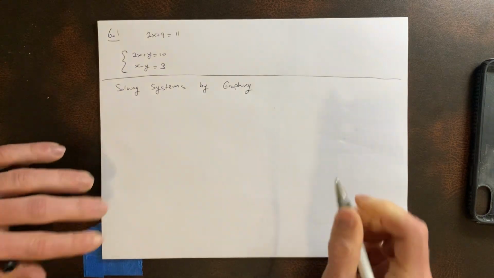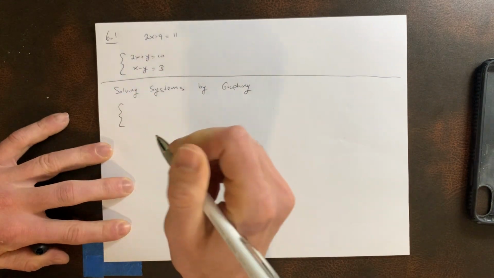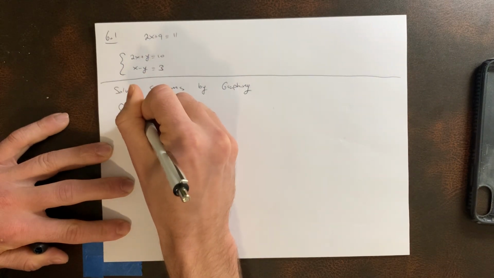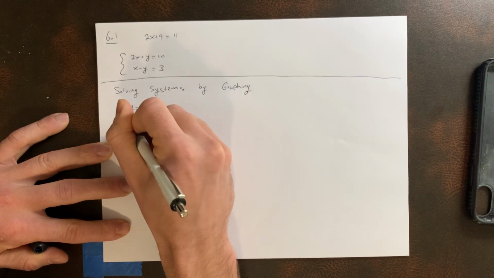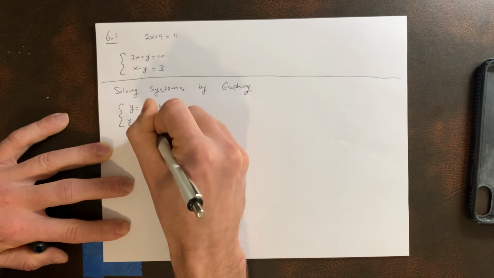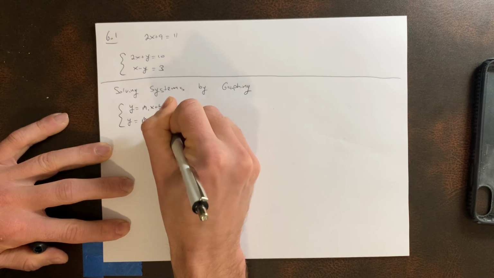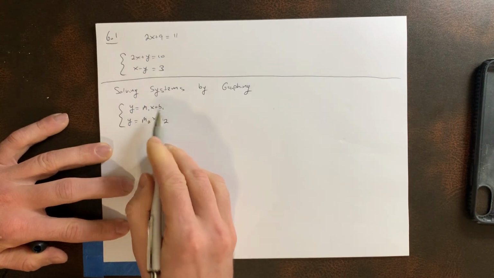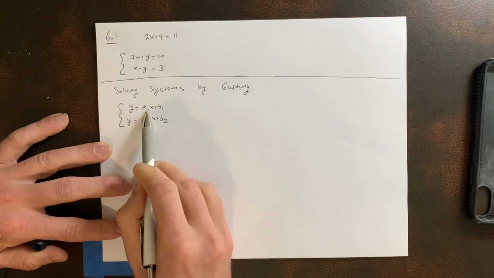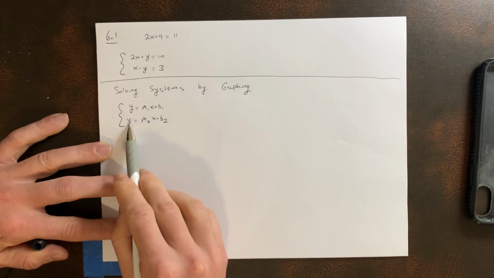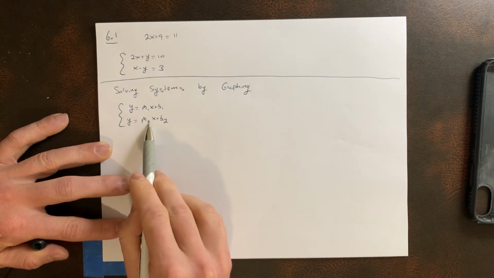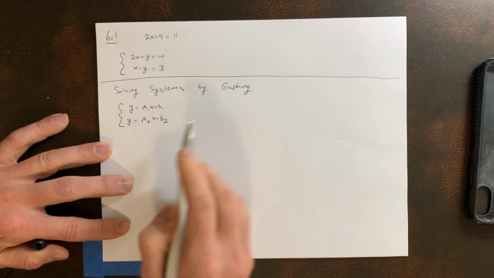So in general, how we do this, say we have our system of equations. Well, we could have two equations: y is equal to m1x plus b1, and then y is equal to m2x plus b2. So remember, y equals mx plus b, that's just a line. So these are two lines. Here's the slope, the thing attached to the x. So this is slope m1. Here's your y-intercept b1. Here's your second line, it has a slope m2 and has your y-intercept b2.